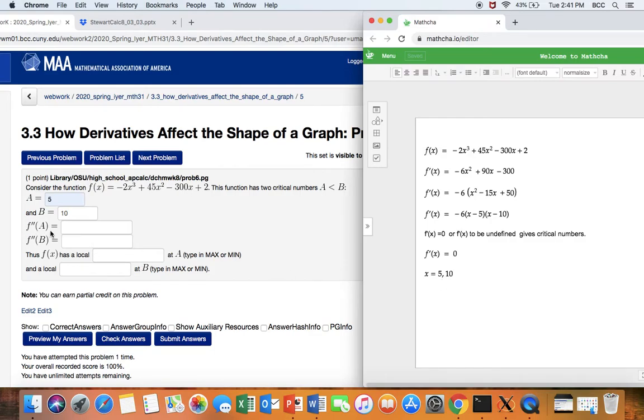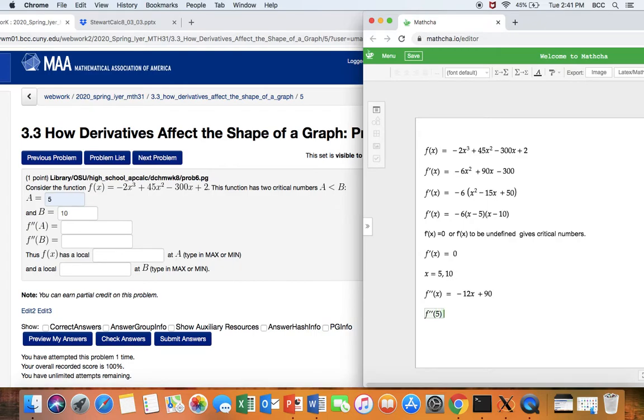Now we need to find the second derivative at these two. So we already have the first derivative. I will now find the second derivative. I'm using this because then I can directly take the derivative rather than any of these, right? So that's a negative 12x plus 90. So let's figure out the value of the second derivatives at my numbers.